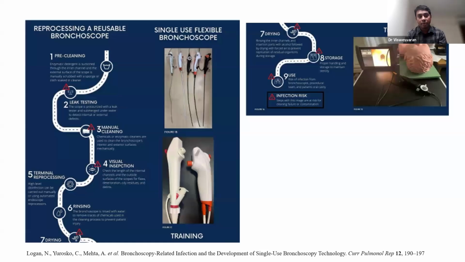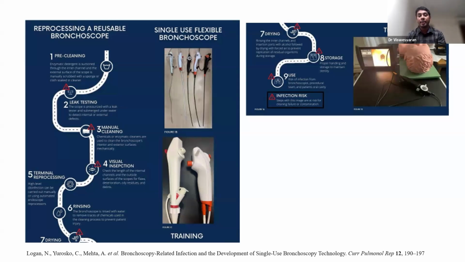So as we have seen from here, maintaining the biosafety of the scope is of paramount importance, and it starts with pre-cleaning, leak testing, manual cleaning, visual inspection, terminal reprocessing, rinsing, drying, storage, and use. But let's say that you are not able to adhere to these norms, or you're not able to maintain a checklist to ensure the safety of your scopes, then, if you can afford it, single-use bronchoscopy is the real alternative.